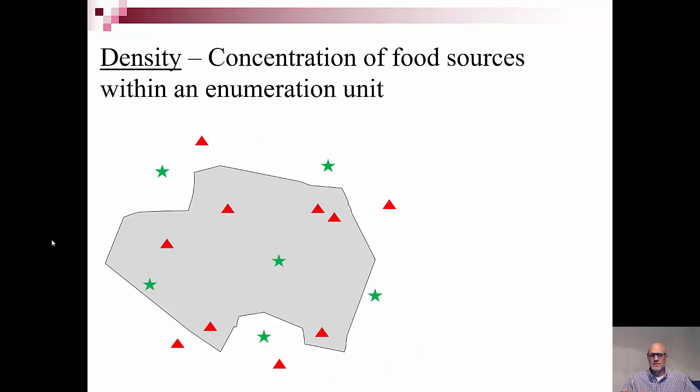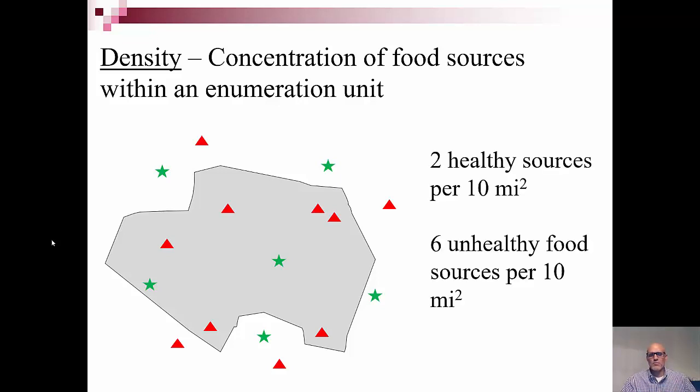Because there's different ways that we can measure this food availability. I've talked about the idea of density, which is the concentration of food sources within a particular enumeration unit here. So we can see a census tract or a block group or a zip code here, and you can see in red we've got the unhealthy food sources. In green, we've got the healthy food sources. And we can just look at these standardized measurements to say, well, in this area, it's got 2 healthy food sources per 10 square miles versus 6 unhealthy food sources per 10 square miles.